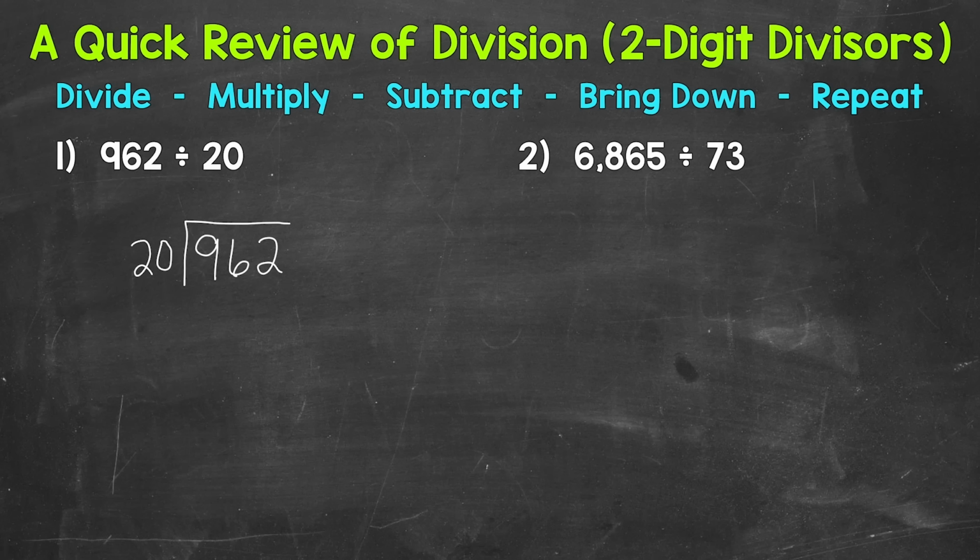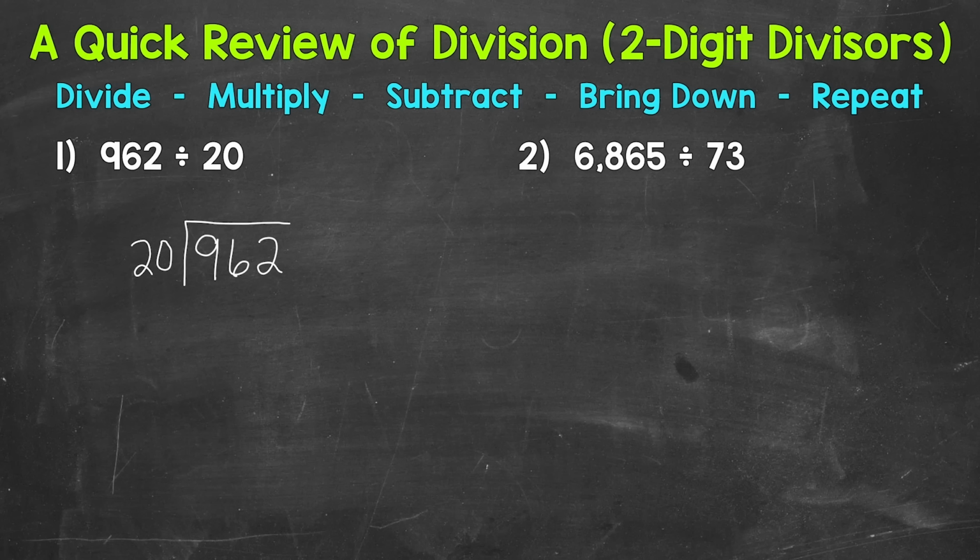So we have 9 divided by 20. How many whole groups of 20 are in 9? Well, we can't do that. So we need to go to the next digit over and use that 6. So we have the 9 and the 6. So we have 96. 96 divided by 20. How many whole groups of 20 are in 96?